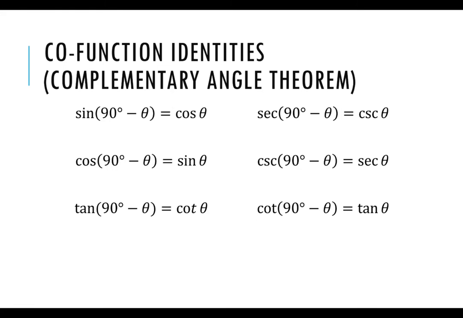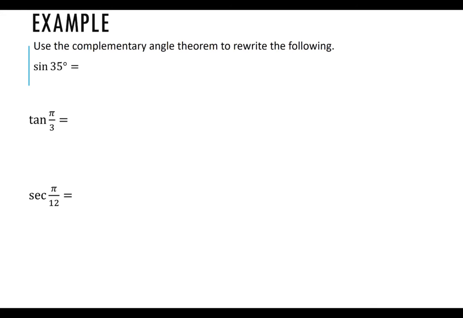And so once again, like I said, all you really have to do is use these first two, and you can get all the other ones for free. Now, once again, you can also verify these cofunction identities by using the sum or difference identities that we talked about previously. So now what we want to do is use the complementary angle theorem to rewrite the following. And specifically, I'm trying to write them in terms of their cofunction.